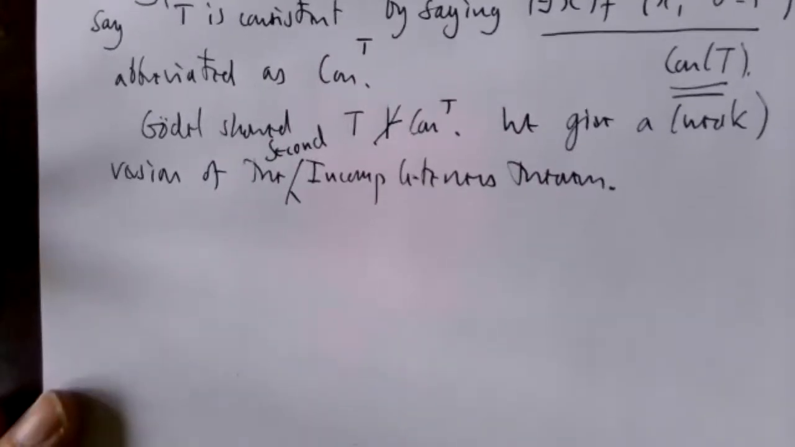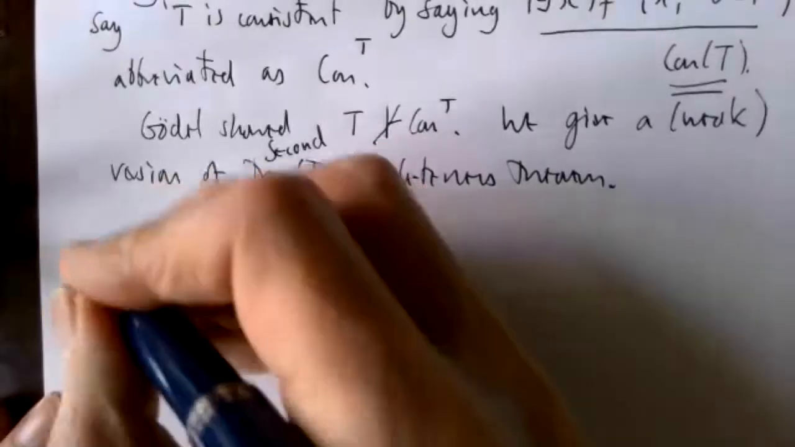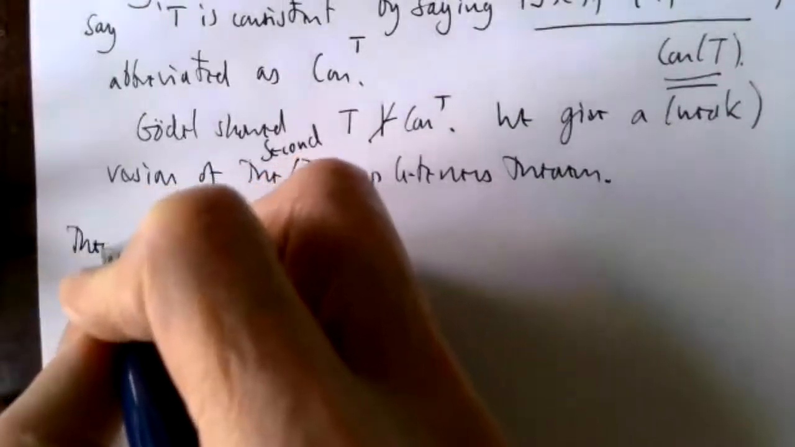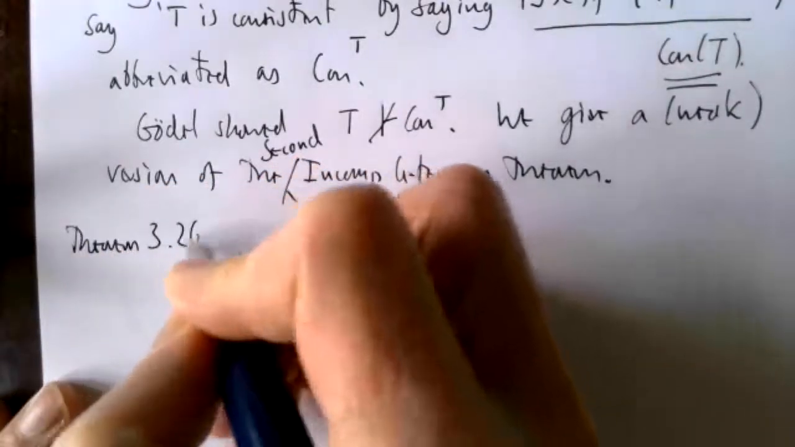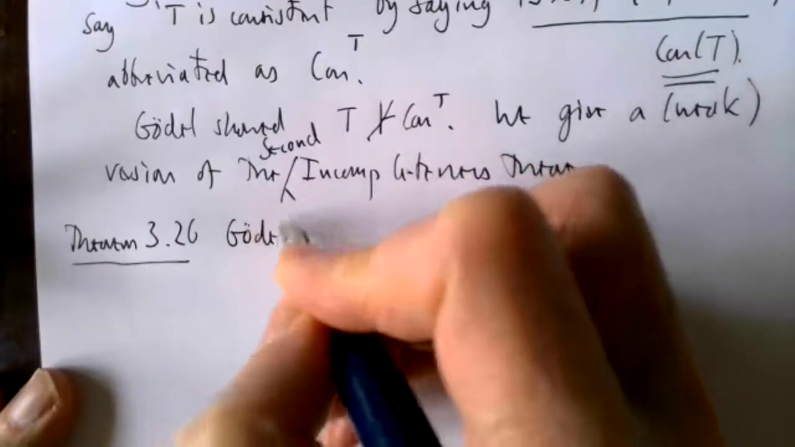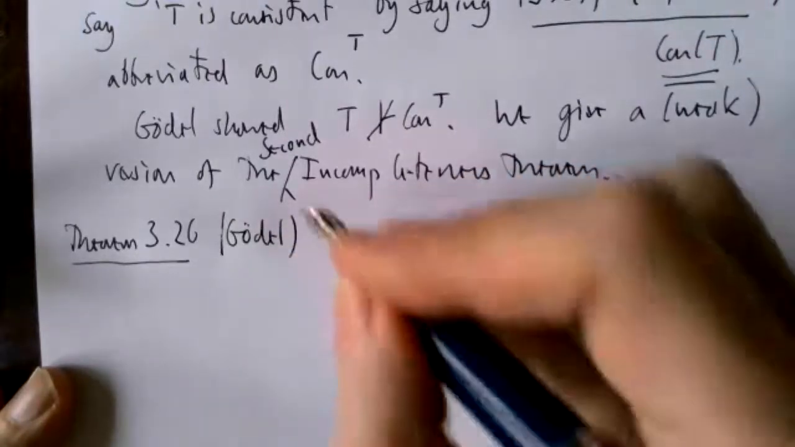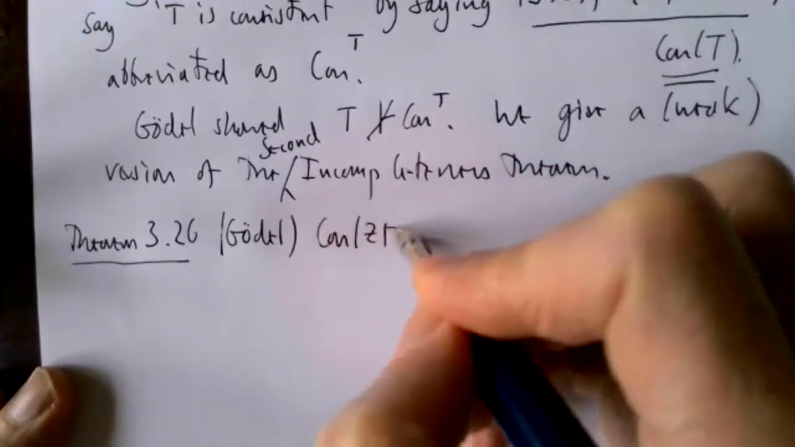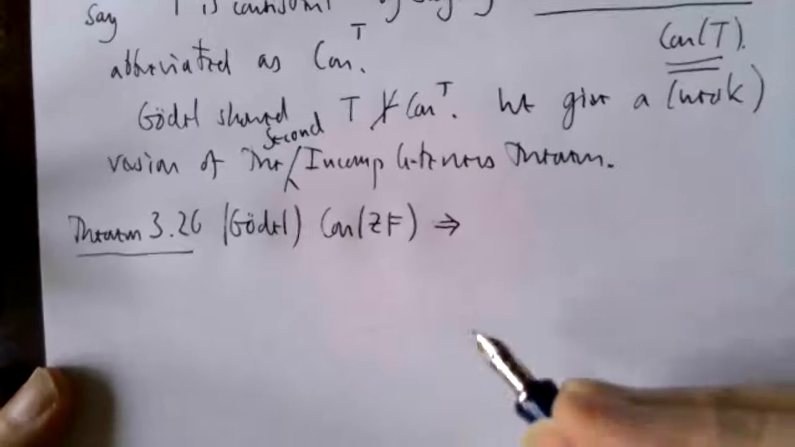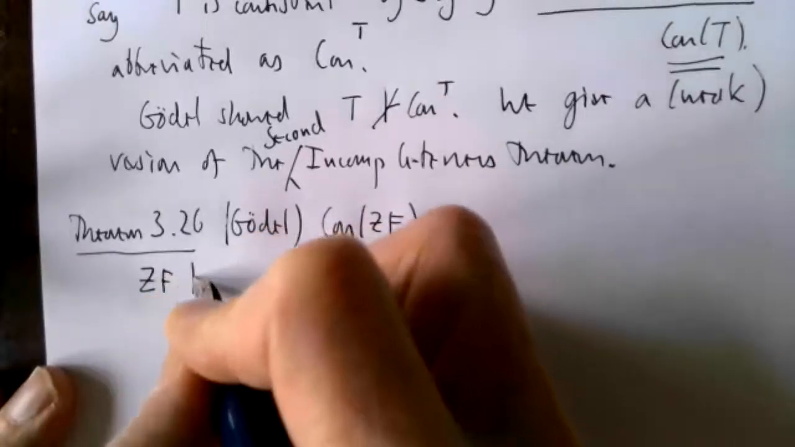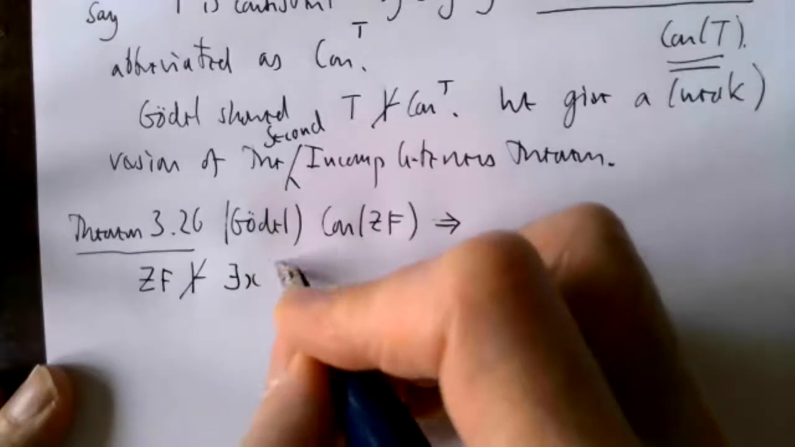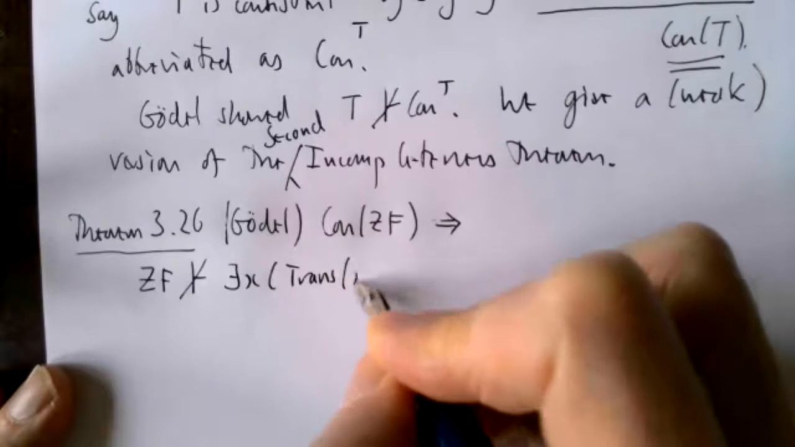So what we're going to do for today is version 326 here. So Gödel: informally, if ZF is consistent, then ZF does not prove that there is a transitive set model of ZF.